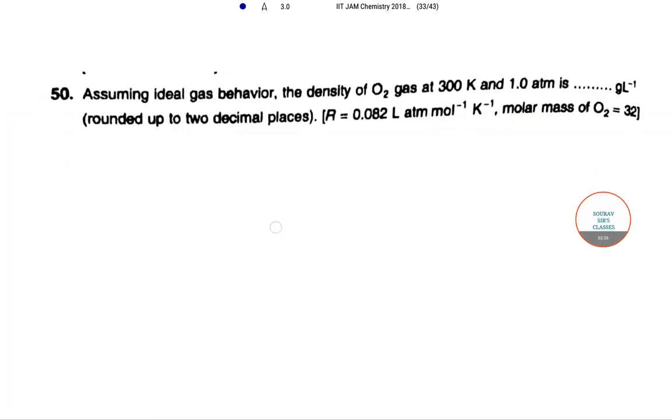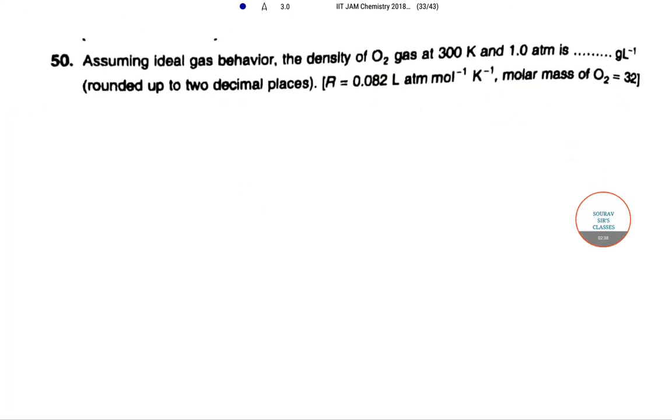The next question is question number 50. Assuming ideal gas behavior, the density of O2 gas at 300 Kelvin and 1.0 atmosphere pressure is, and we have to find the value of the density of O2 gas at this temperature, that is 300 Kelvin, and 1.0 atmospheric pressure, and round it up to 2 decimal places. The value of R is given, and the molar mass of O2, as we all know, is 32.